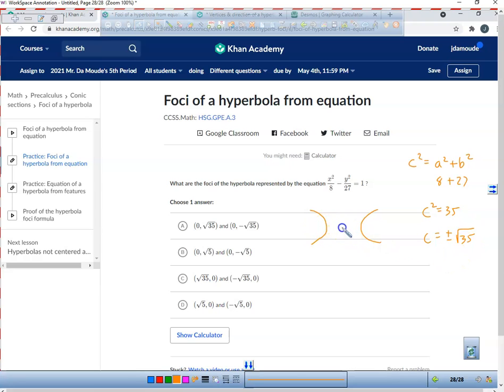But if we're going what? From the center, if we're going left and we're going right, then one focus will be right here and one focus will be over here. So we've got radical 35, 0, and we've got negative radical 35, 0. So I'm looking at answer choice C.